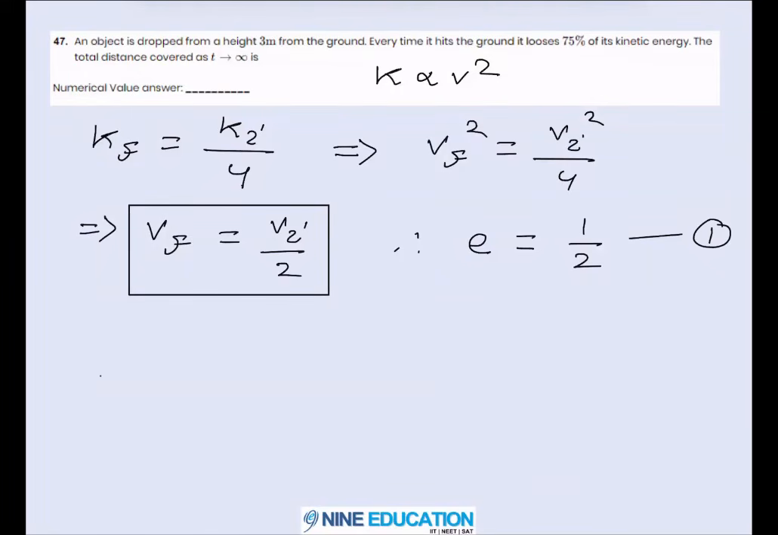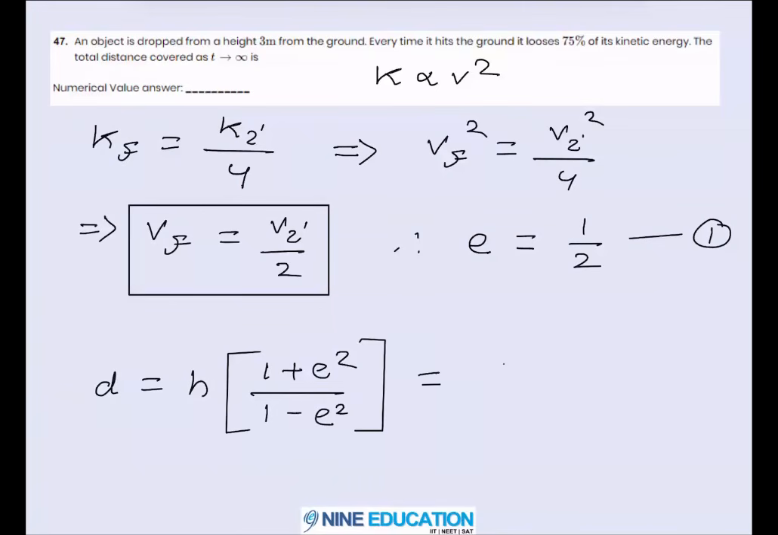Once you get the coefficient of restitution, then calculating the distance is straightforward. We will directly apply the formula in this particular case of repetitive bouncing back. And that formula is: the distance traveled is equal to the initial height multiplied by (1 plus e square) by (1 minus e square), where e is nothing but your coefficient of restitution.